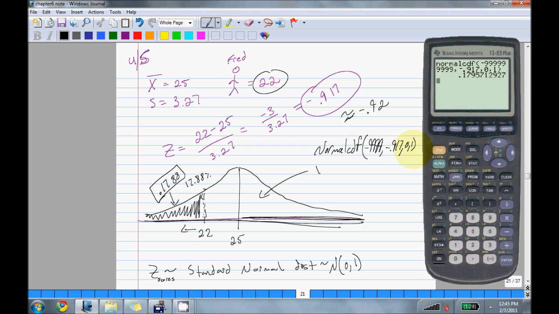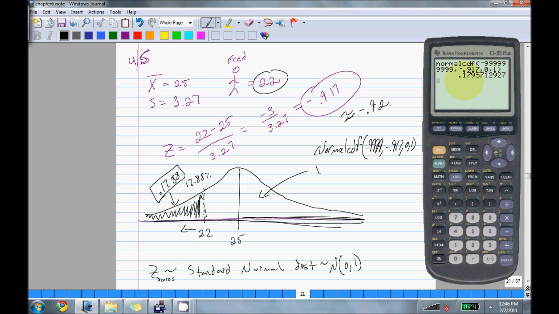Yeah. What if when I put that in, it says an error here? Probably because you put a negative in front of the nines instead of this key right here. When you have a negative number, you want to use this, and when you're subtracting, you want to use that. That's probably it. Did you use the normalcdf, negative 0.99999, comma. Okay. So try that out and then let me know if you get it, okay?